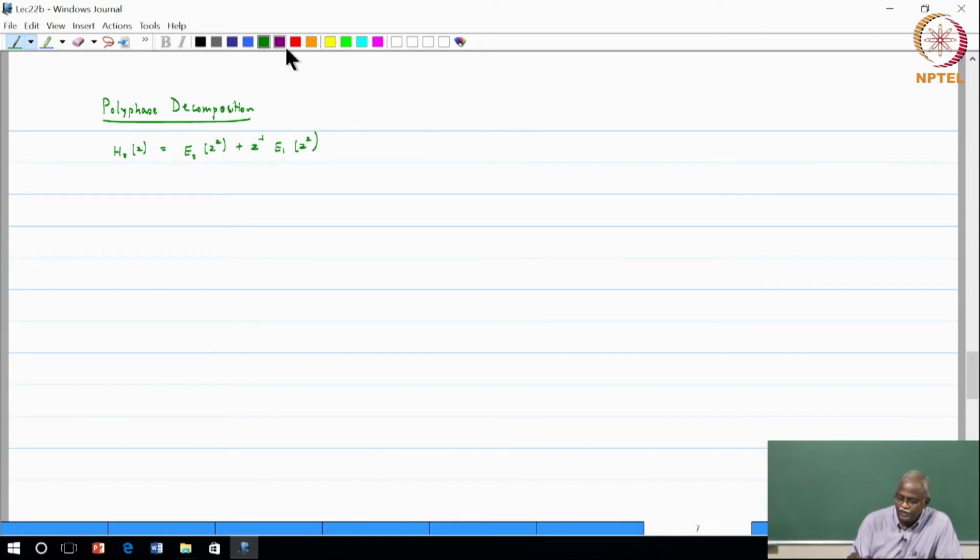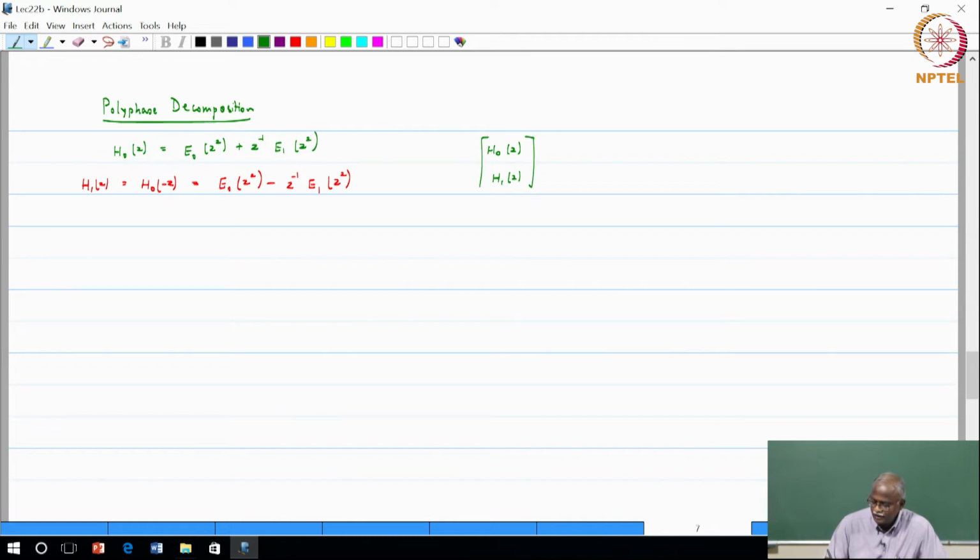Now, the QMF condition says H1 of Z will be equal to H naught of minus Z. So, that gives us a fairly interesting polyphase decomposition. It is not a new polyphase decomposition, it is actually the same as before with only a minus sign, minus Z inverse E1 of Z squared, and that is because of the symmetry and the shift that has happened.